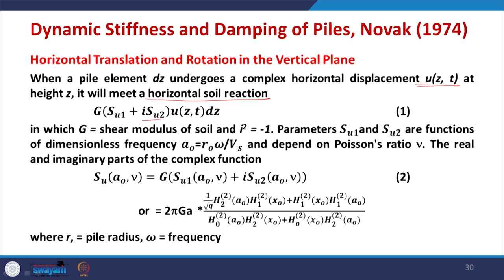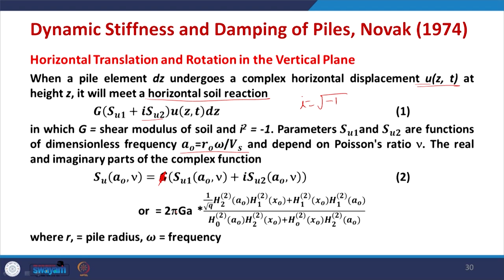In this equation, G is the shear modulus of soil, and i is iota, where iota squared equals minus 1, or iota is the square root of minus 1. Parameters Su1 and Su2 are functions of the dimensionless frequency a0, which is given by r0 omega over Vs, and depend on Poisson's ratio nu. The real and imaginary parts of the complex functions are given by equation 2, where you have Su1 as a function of a0 and nu. Oh sorry, this G should not be here, because these are components of Su1 only.